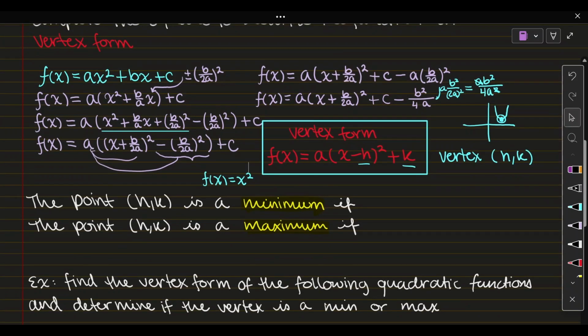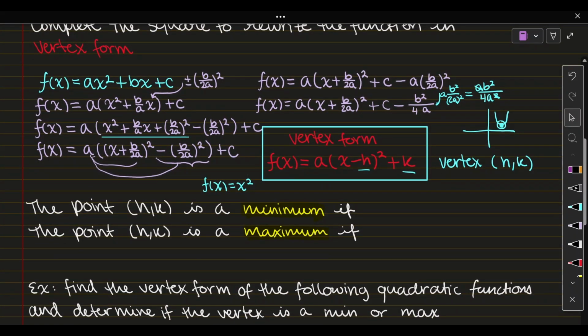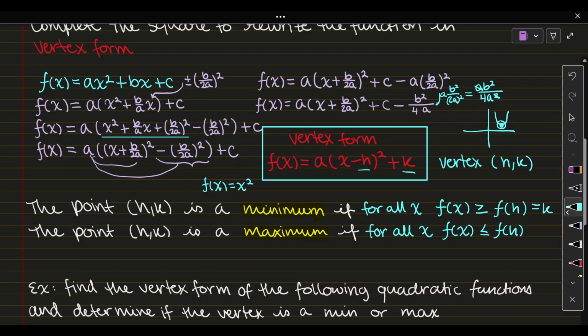We say that the point (h, k) is the minimum of the function if, for all x, f of x is greater than or equal to f of h, which is k, right? So no matter what I plug in to f of x for any x, if it is greater than or equal to k, then (h, k) is the minimum. (h, k) is the maximum if for all x, f of x is less than or equal to f of h, which in this case is again k. So if f of x is less than or equal to k no matter what I plug in for x, then the point (h, k) is a maximum, okay?